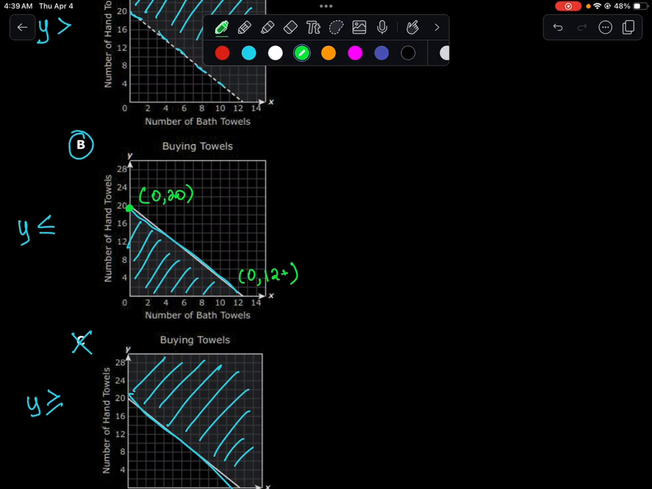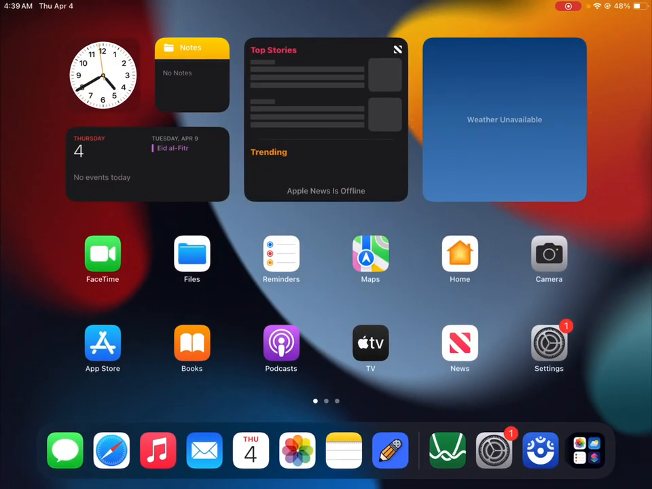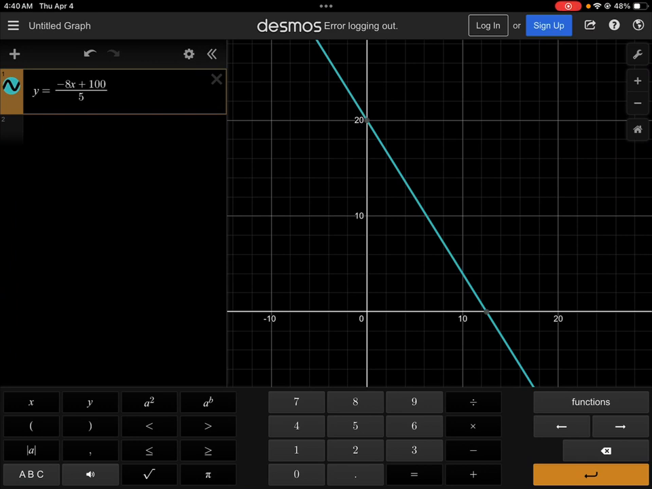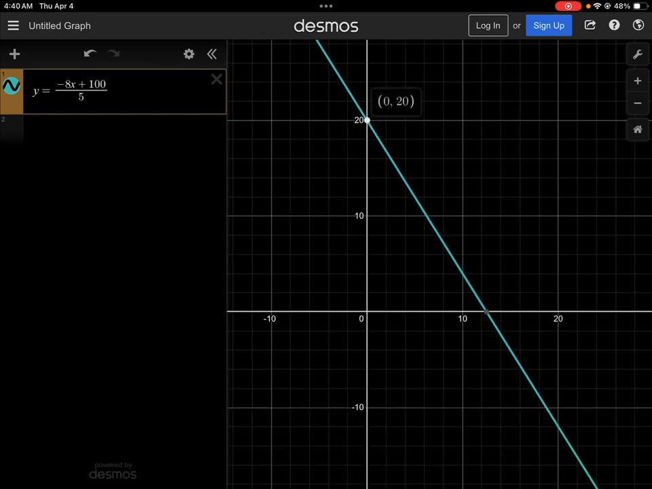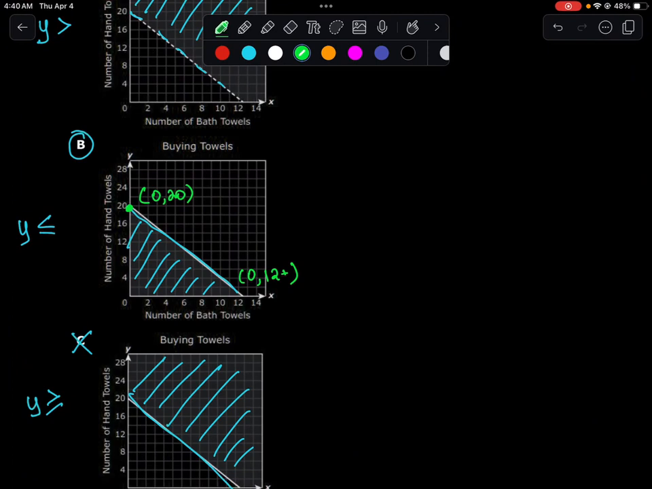Let's see if we got something like that in our Desmos. We got the 0, 20, and we got the 12.5, 0. Okay. Oops, I think I wrote this the wrong way, because the x-intercept has the 0 on the y, so it should be 12 plus, 0. Turns out it's exactly 12.5.